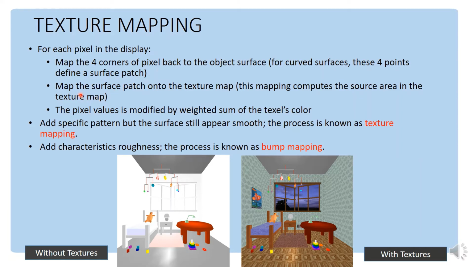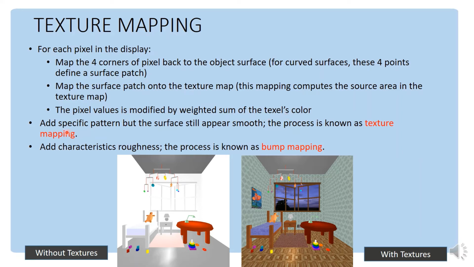And then we map the surface patch onto the texture map, and this mapping will compute the source area in the texture map. So for the second step, it maps the surface patch onto the texture map. And then the pixel value is modified by the weighted sum of the texel color.